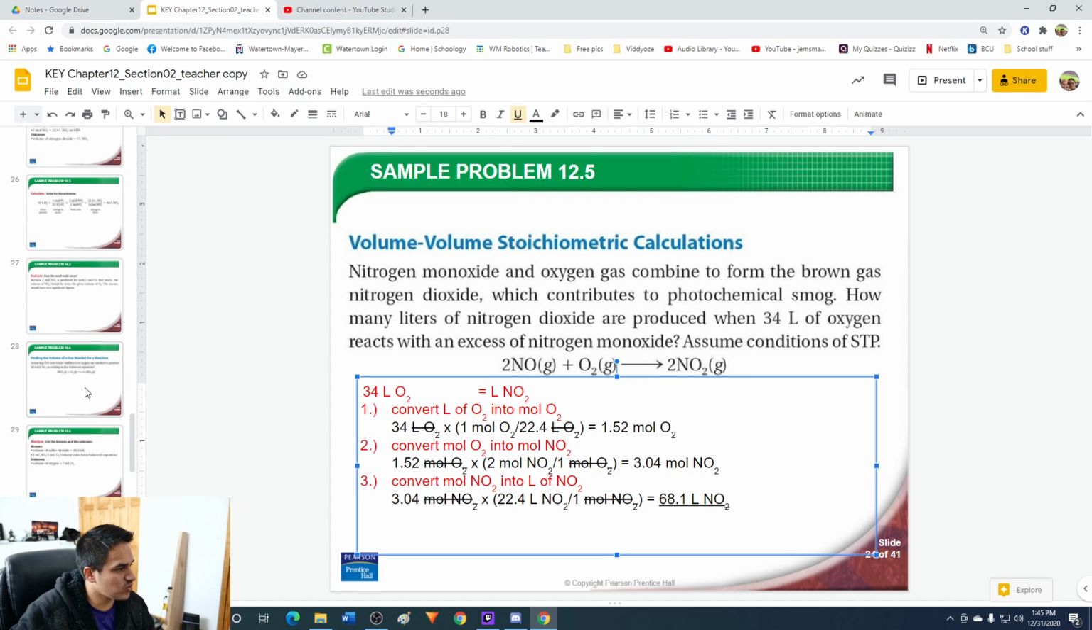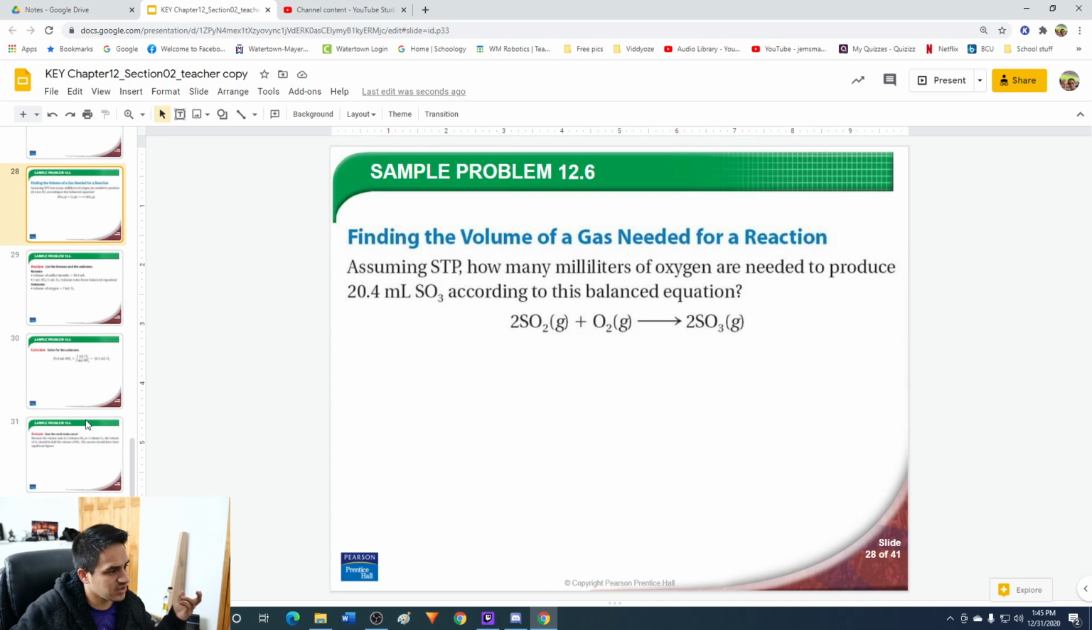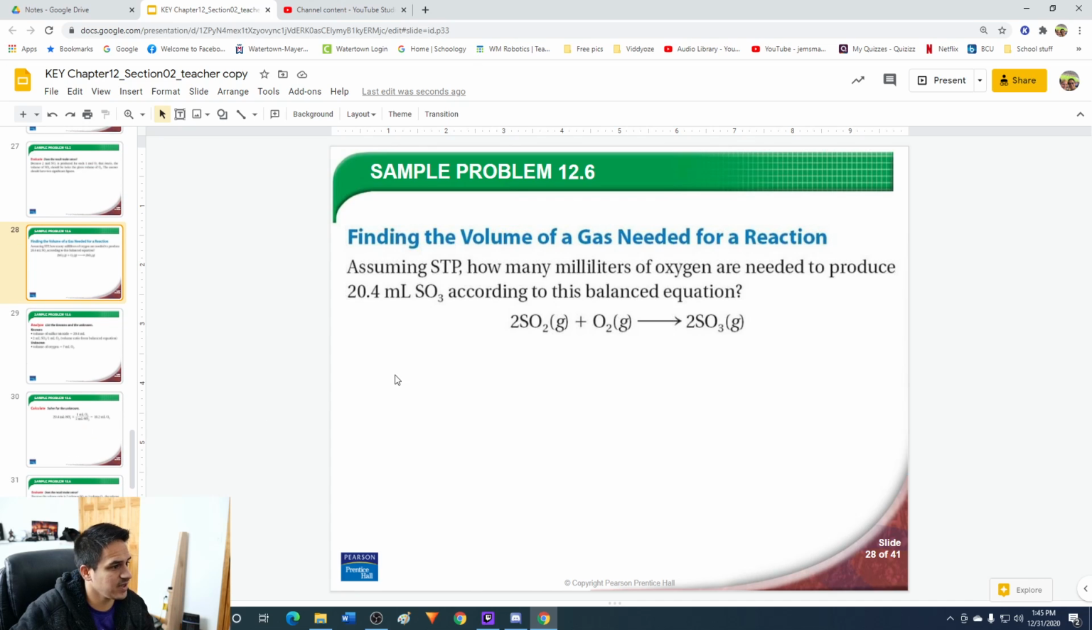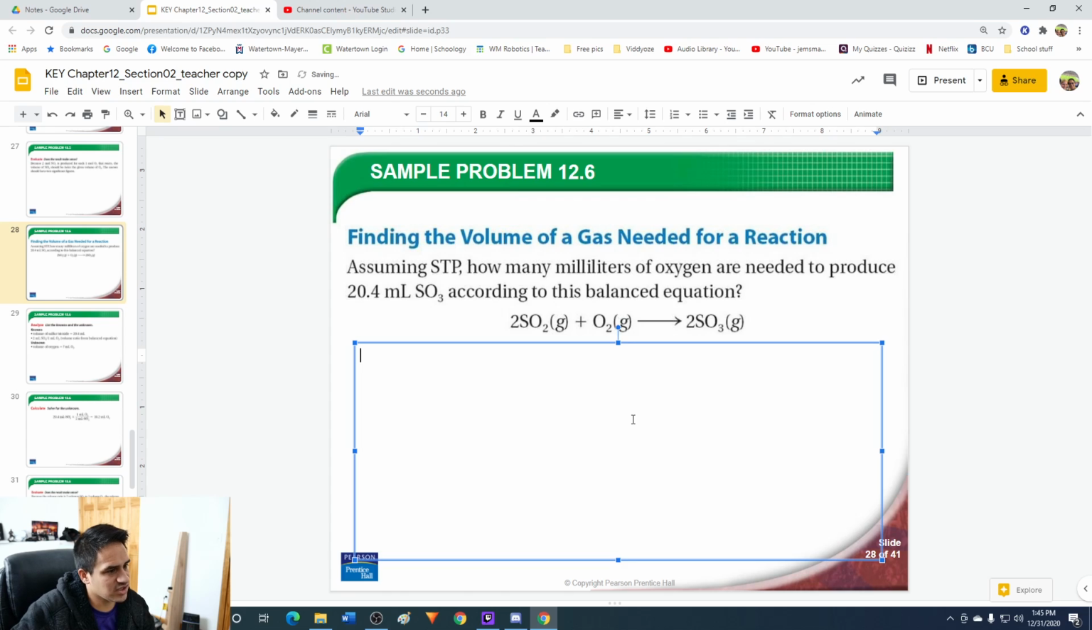I believe there's one more. And then hopefully you understand because that's the last one in here, okay? So you got one more to do. Here we go. Last one. Assuming STP, how many milliliters of oxygen are needed to produce 20.4 milliliters of SO3 according to this balanced equation?